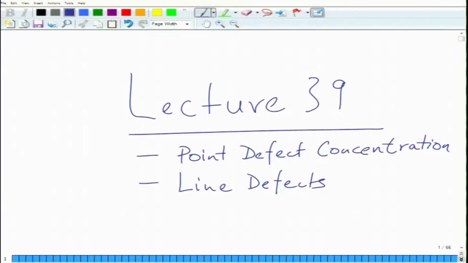Okay, so we begin lecture 39 now, in which we will talk about point defect concentration and the line defects. What we talked about in the last lecture was that materials in reality have various defects, and depending upon the nature of the defect they can be classified in 3 categories: point defects, which are 0-dimensional defects; line defects, which we have not talked about yet, which are 1-dimensional defects; and 2-dimensional defects, which are surfaces, basically grain boundaries, twin boundaries, which we will talk about in perhaps this lecture or next lecture.